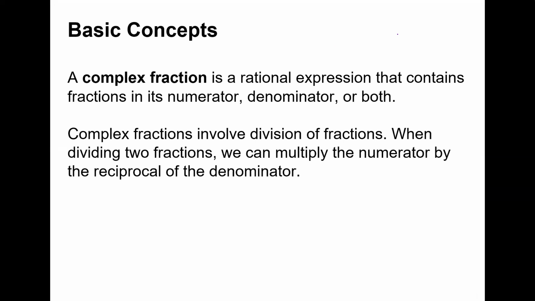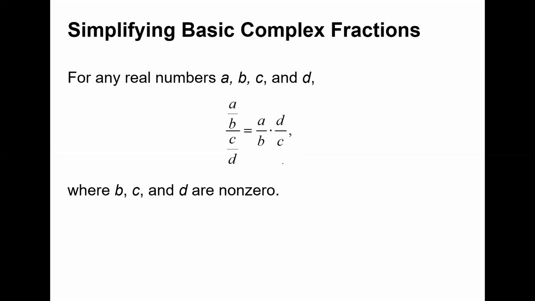So a complex fraction involves division of fractions, and when dividing two fractions, we can multiply the numerator by the reciprocal of the denominator to simplify. So, simplifying these basic complex fractions: if we have any real numbers a, b, c, and d, a over b divided by c over d is multiplying by the reciprocal, so a over b times d over c.